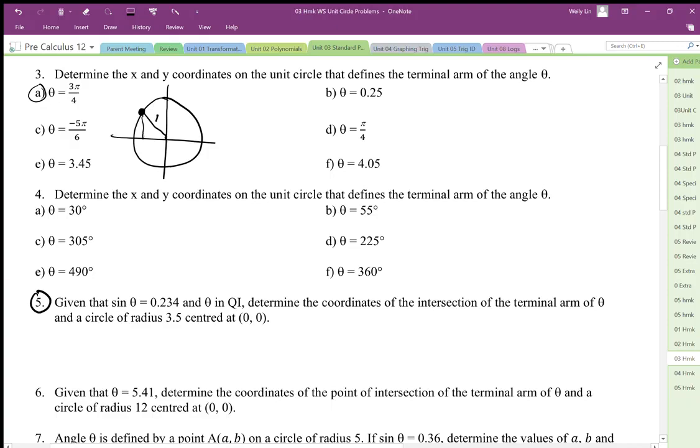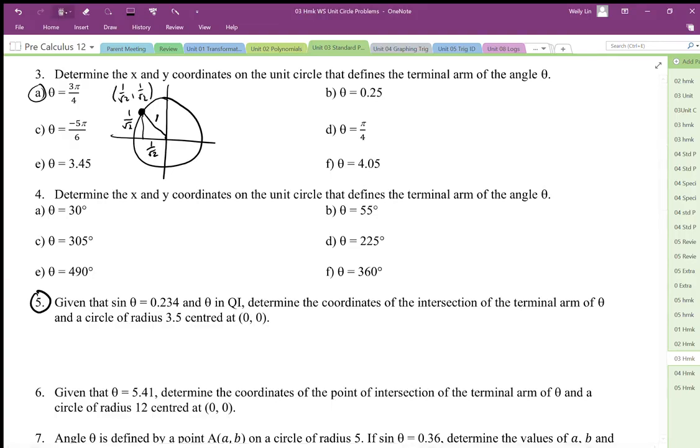Now, basically this is just a definition, because once we understand that the coordinates on the unit circle are the same as cosine of theta and sine of theta, we can just give them the cosine and sine values. So if I just write this out, I know this is going to be 1 over root 2, 1 over root 2, and that gives us the position x equals 1 over root 2, y equals 1 over root 2.